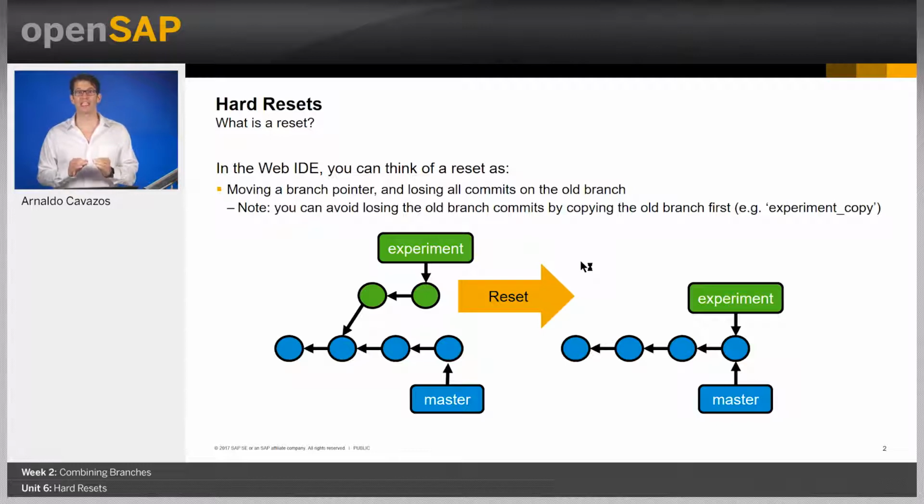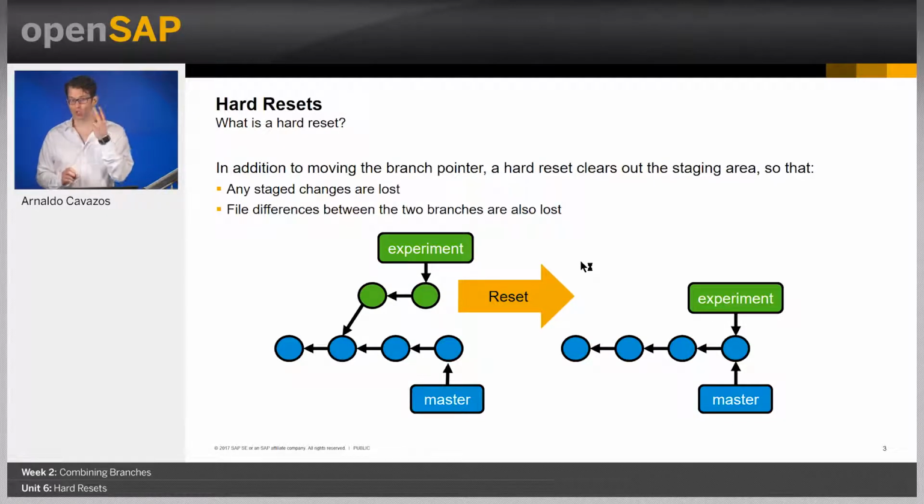In WebIDE Git history pane, you can't see a commit unless there is a branch pointer pointing to it or to one of its children. As a result, a side effect of a reset is that you permanently lose all the commits it was pointing to. This side effect can be avoided if you copy the branch pointer before you reset it to the new branch.